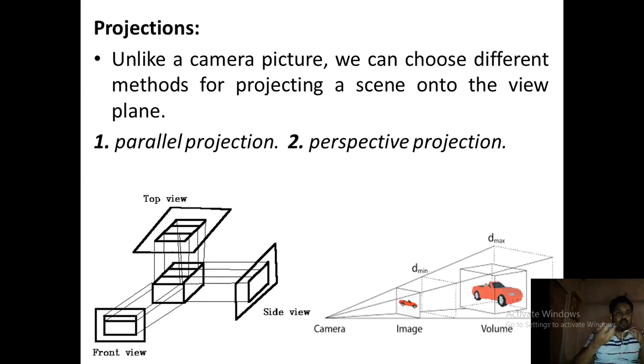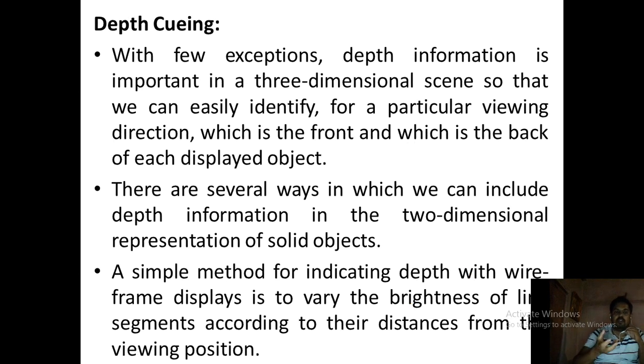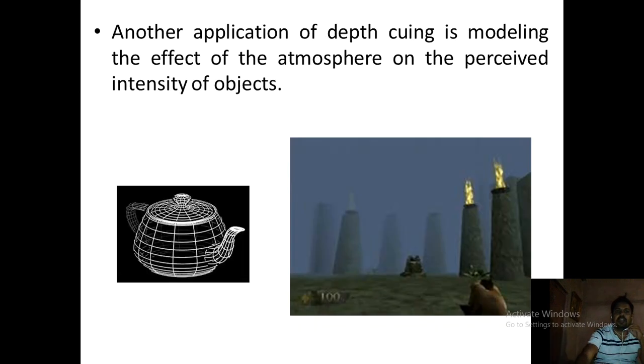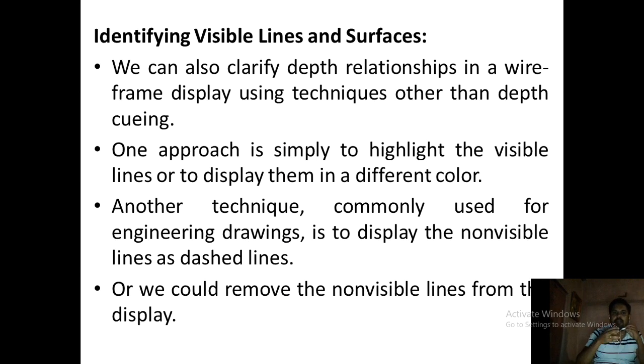Then afterwards, how to project, how to draw that in OpenGL. When you are taking a picture, definitely that picture will be on a film. That we have to do here by doing a projection, right? There are two methods, parallel and perspective projection. Then depth cueing, adding depth information so that it can be viewed as a really three-dimensional object, right? Then identification of visible lines and hidden surfaces. Other than depth cueing, there are other methods, and that also can be done.